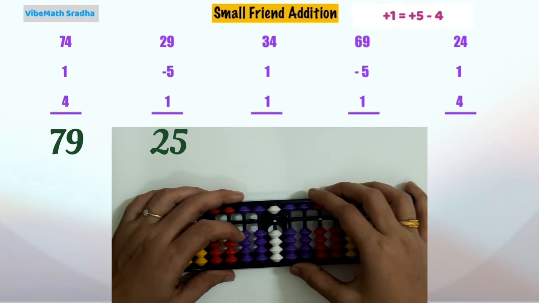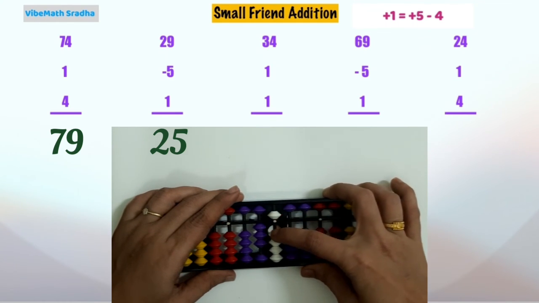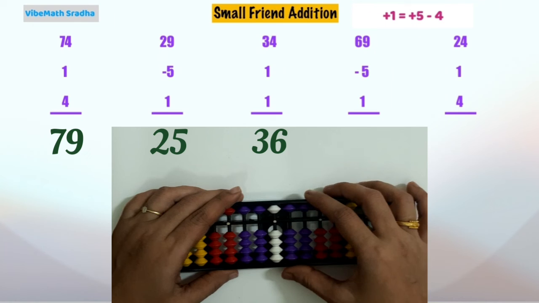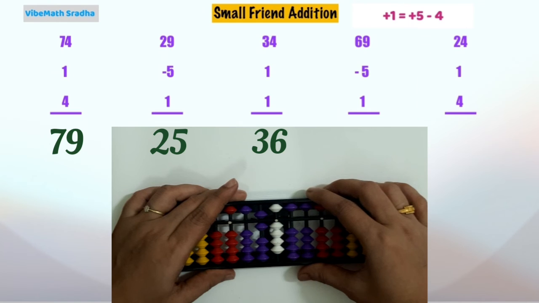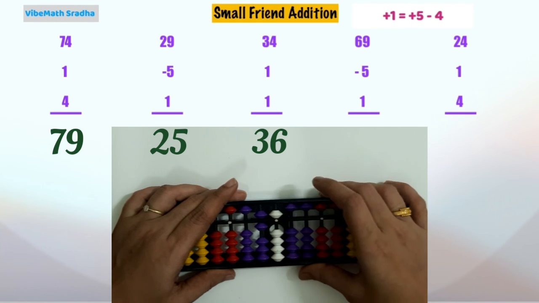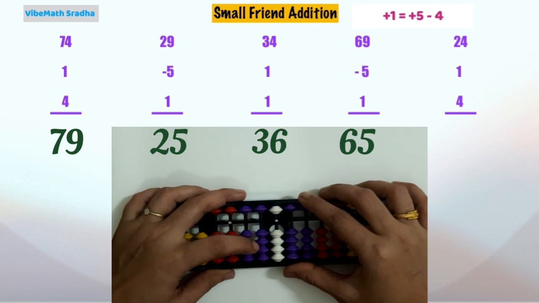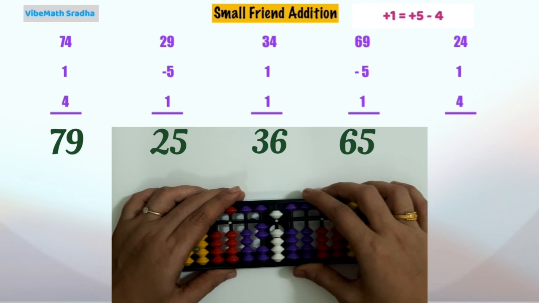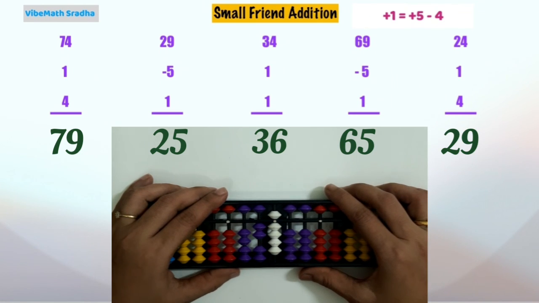Next question, 34 plus 1 plus 5 minus 4 plus 1. Answer is 36. Next question, 69 minus 5 plus 1 plus 5 minus 4. Answer is 65. Last question, 24 plus 1 plus 5 minus 4 plus 4. Answer is 29.